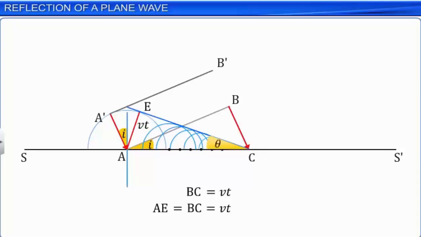The two triangles AEC and ABC are right-angled triangles with a common side AC, and with two other equal sides AE and BC. Therefore, these two triangles are congruent. Hence, the angle BAC is equal to the angle ACE. This means the angle of incidence I is equal to the angle of reflection theta. This is the law of reflection.